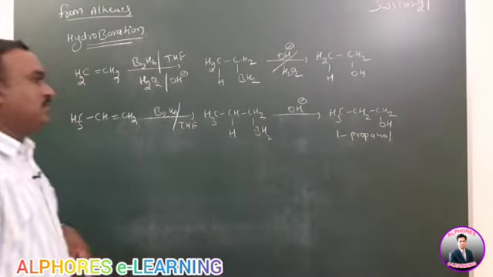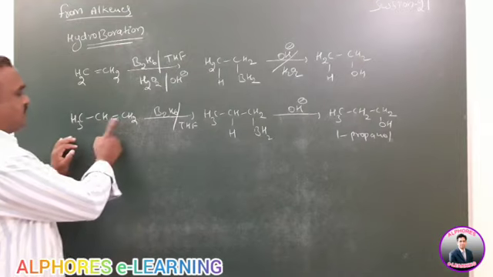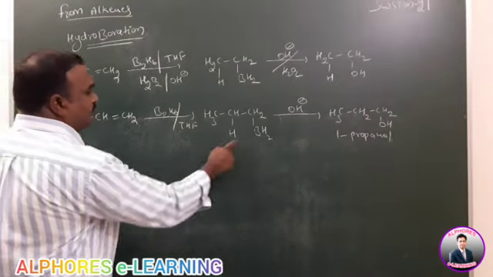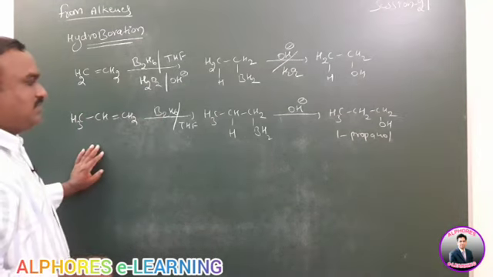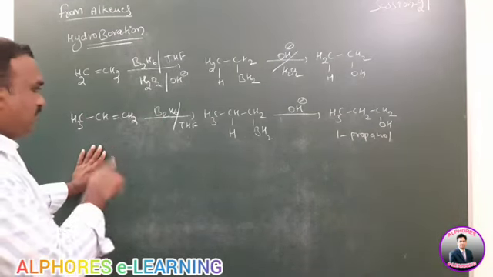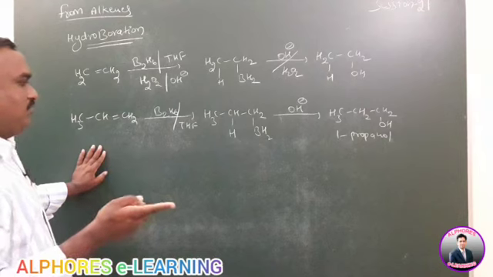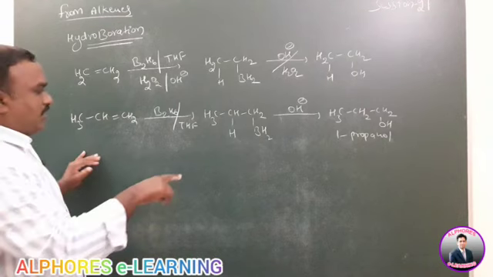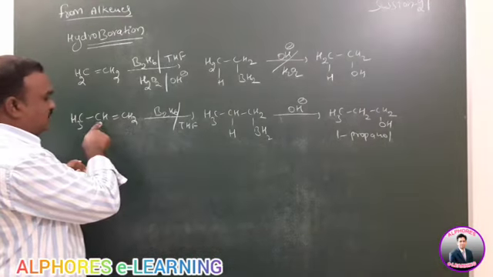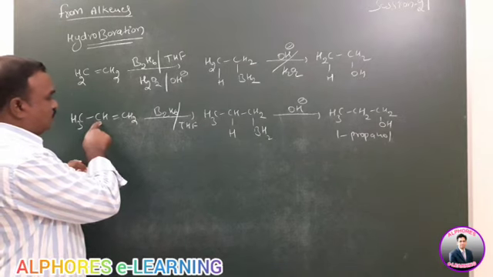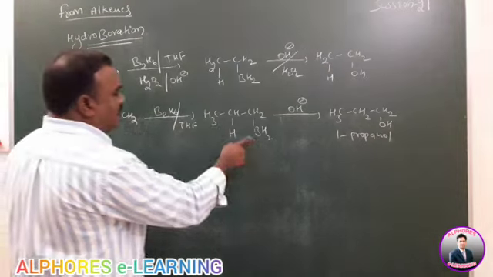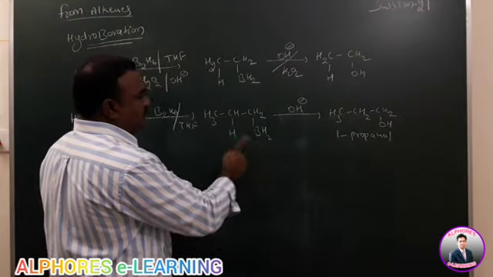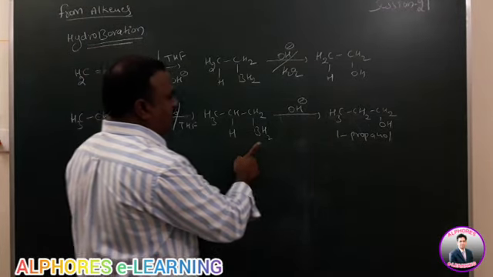1-propanol is formed here. But the first step, addition, is Markovnikov addition. Why? Because boron acts as the electrophile in this case, and the alkene acts as a nucleophile here. According to the Markovnikov rule, the negative H is added to the more substituted carbon, and the electrophile is added to the less substituted carbon. Up to here, the addition is Markovnikov addition.